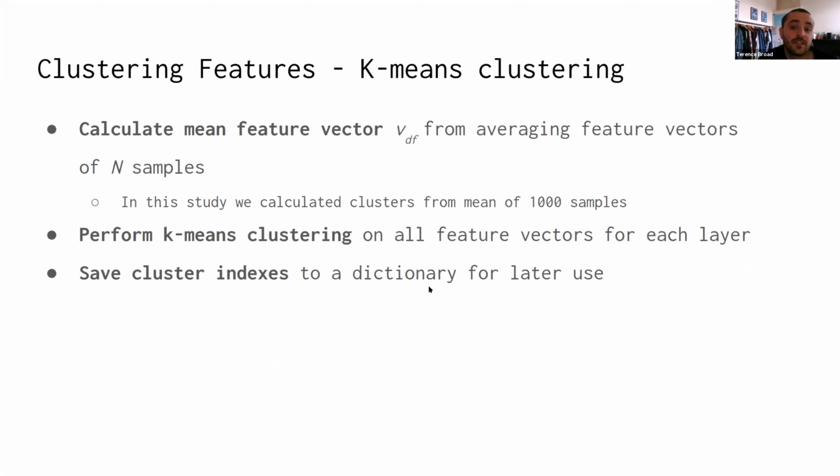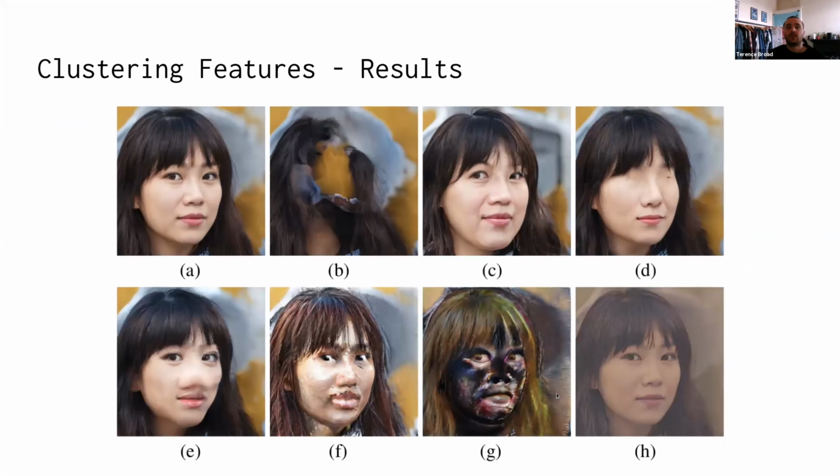And then we perform k-means clustering on these feature vectors for each layer, and we just have a predefined number of clusters for each layer. And then once we calculate the clusters, we save them to a dictionary for later use. So these are some of the results from our clustering.